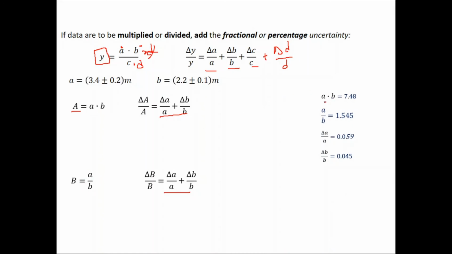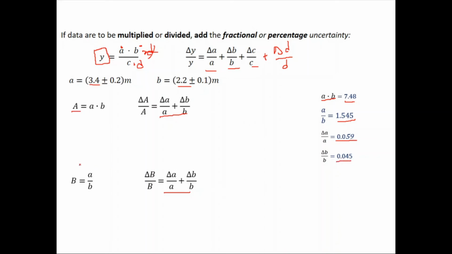And here is a times b. If I just multiply 3.4 with 2.2, I'm going to get this value. What about a over b? If I divide 3.4 by 2.2, this is going to be our value. And what is the delta a over a, the fractional uncertainty? 0.2 divided by 3.4 will give us this value. And for the b, 0.1 divided by 2.2 is going to give us this value.